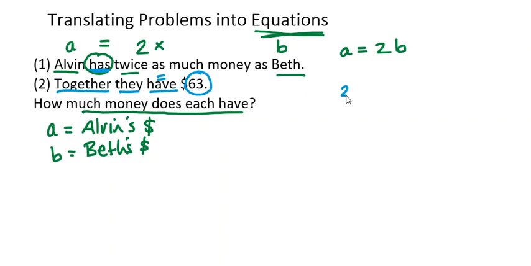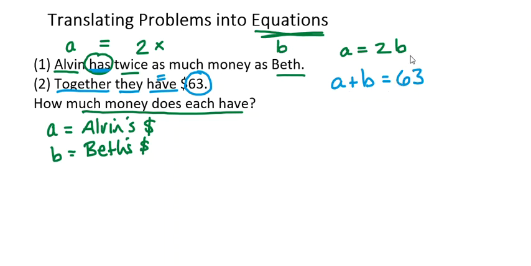So A, oops, I said A, but I wrote something else. A plus B equals 63. Now, here's the deal. The second equation shows kind of when you put the two unknowns together, what you get, right? A plus B equals 63.